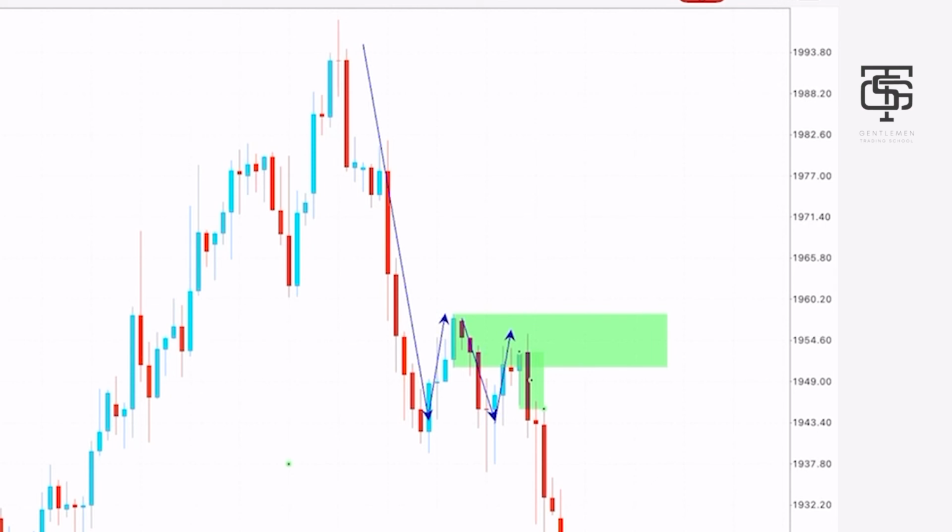So how you're going to mark the zone is you're just going to minus off this second box, and then move this box all the way to that zone. So you can call that your supply H4 zone.